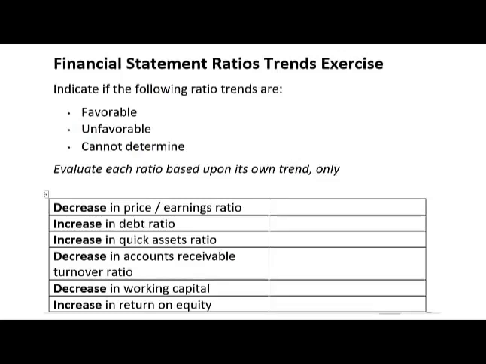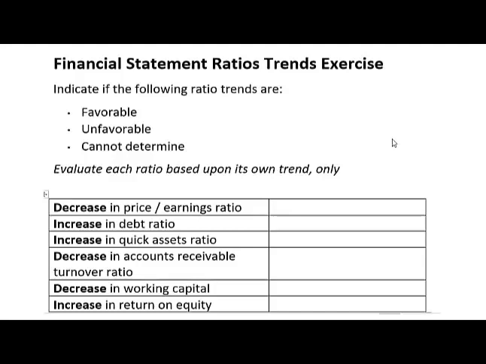Okay, you have an exercise here that talks about financial statement ratio trends. What you need to do is indicate if the following ratio trends are favorable, unfavorable, or you cannot determine. So evaluate each of the ratios based upon its own trend only. So let's start out with trend number 1.